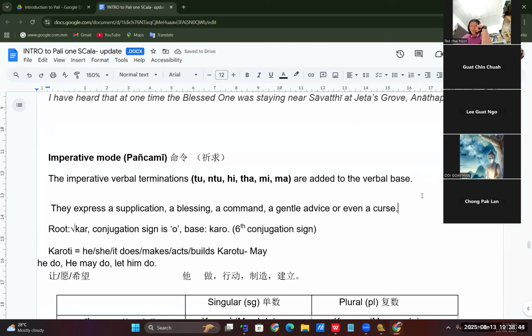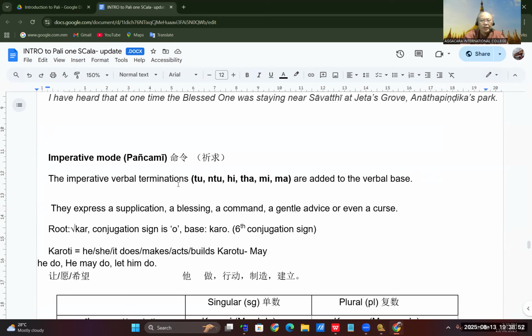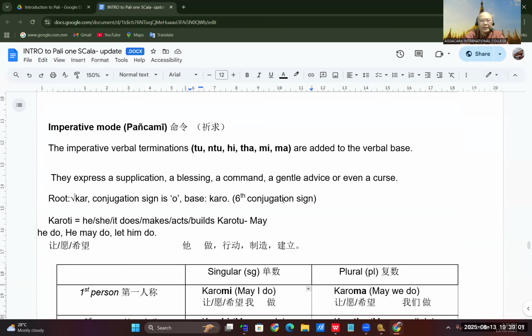Now, present tense refers to something that happens in the present time, right? Future tense refers to something that happens in the future time. Now, how about this imperative mode? It has nothing to do with present tense, nothing to do with future tense. They are used to express a supplication, a blessing, a command, a gentle advice, a curse.